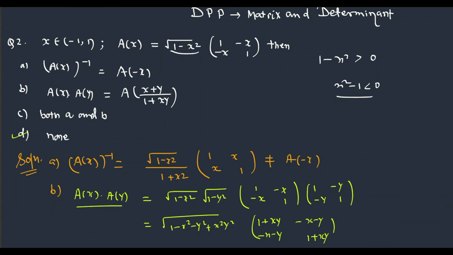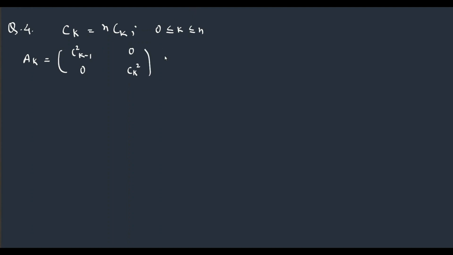Now coming to the next question. In our sheet it is question number 4. C(k) is the binomial coefficient, which is nothing but nCk. Here the relation is 0 less than or equal to k less than or equal to n. A(k) is the matrix which is equal to C(k) square, minus 1, 0, and then we have again 0, and here C(k) whole square. That is the definition of A(k).